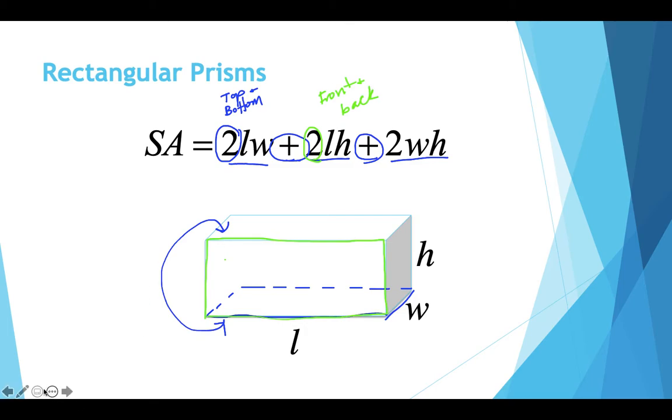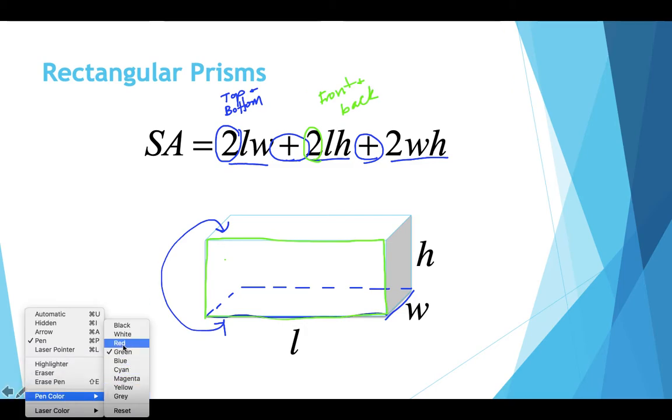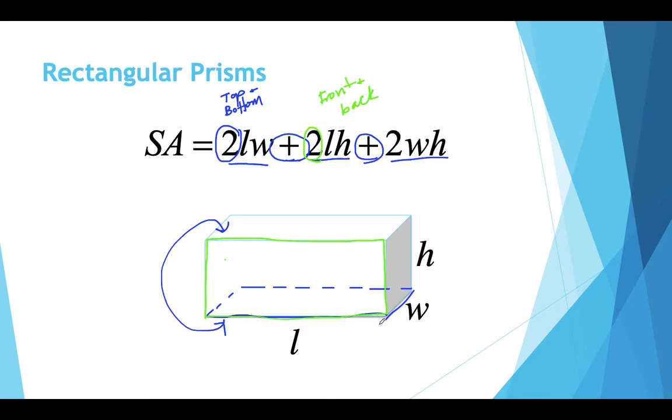And then lastly, if I do width times height, the width times the height is going to give me the side of the box. And I can't quite see it, but the other side of the box is the same. So if we double it again, that'll give us the two sides, the right and left side. Then once you find each of those, if you add them together, you would get the total surface area of the outside of the rectangular prism.